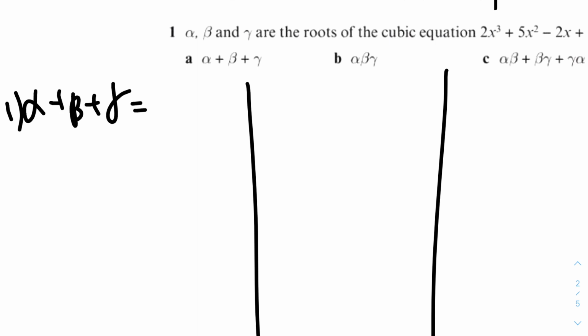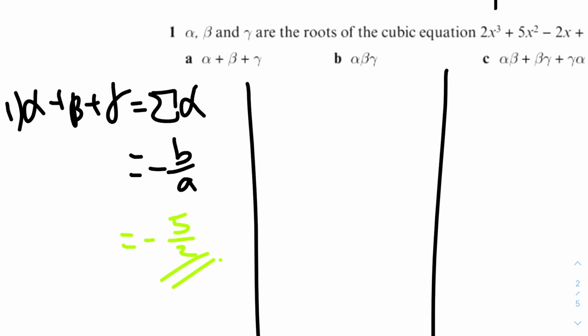This can be simplified into the sum of alpha. And we know that this is the sum of the roots, which is equal to minus b over a. And b in this case is 5, and a is 2. Therefore, this equals minus 5 over 2, like so.